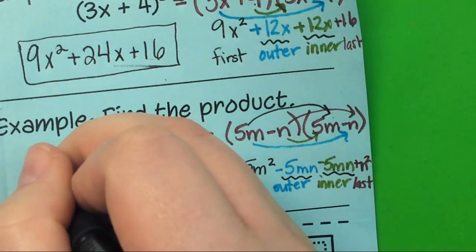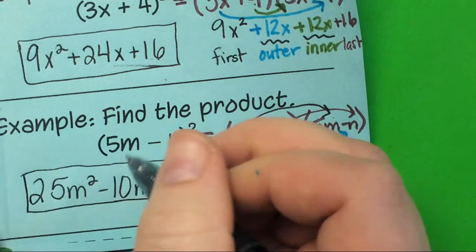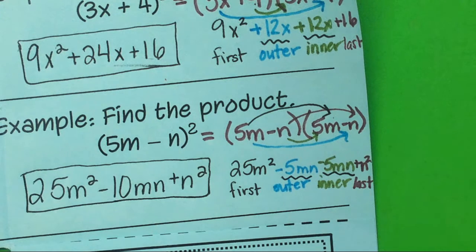The outer and the inner terms, those middle terms, will always combine if it's the first type of example or the second type of example. Notice on the first type of example with the pluses, it ended up being a positive middle term. Notice on the second example with the minuses, the a minus b squared, it ended up being a negative inner term, and that is not a coincidence.